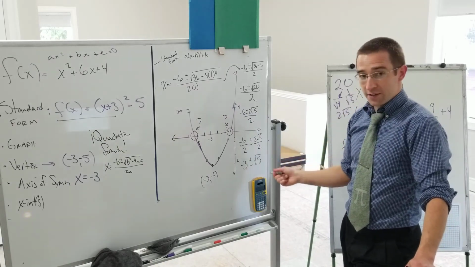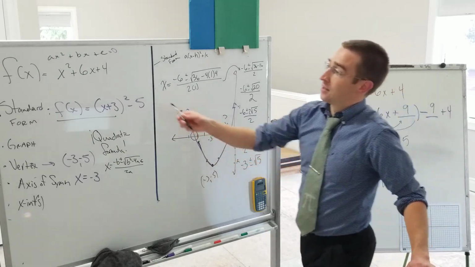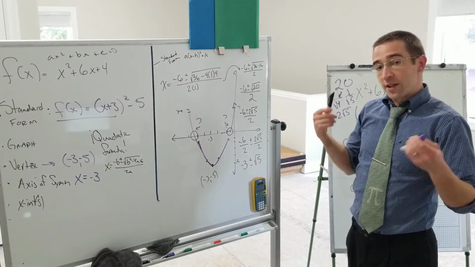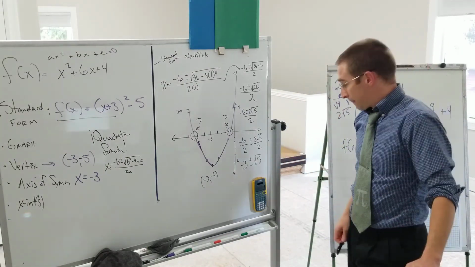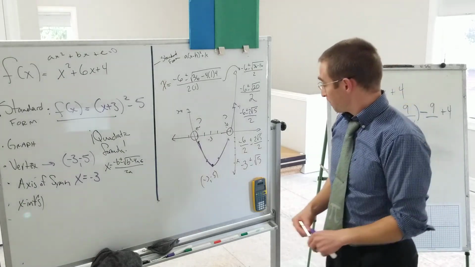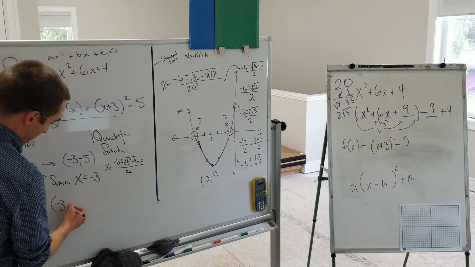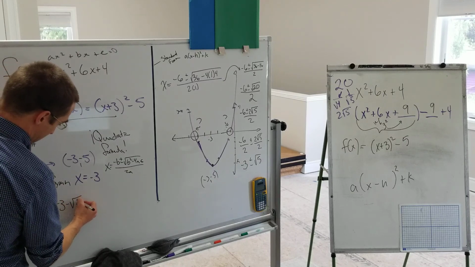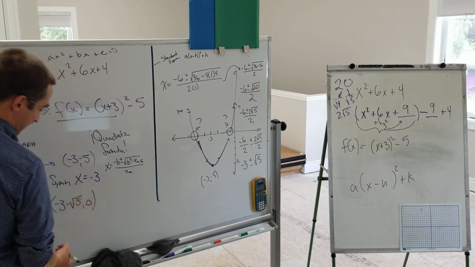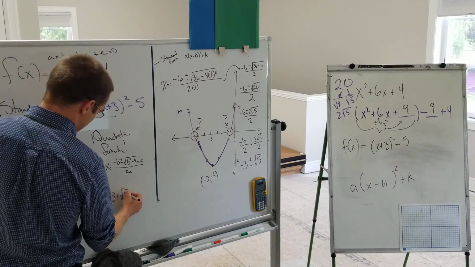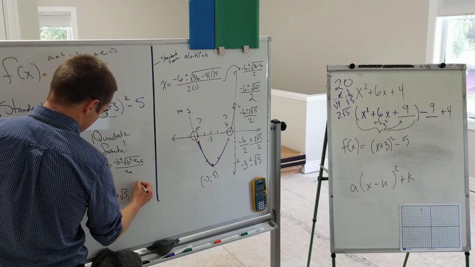Those are not our x-intercepts. Those are the solutions to when this is equal to 0. To write our x-intercepts, we just have to write these as points. Okay, let's do that. So one of the points is negative 3 minus the square root of 5, comma 0. And the other one is negative 3 plus the square root of 5, comma 0.